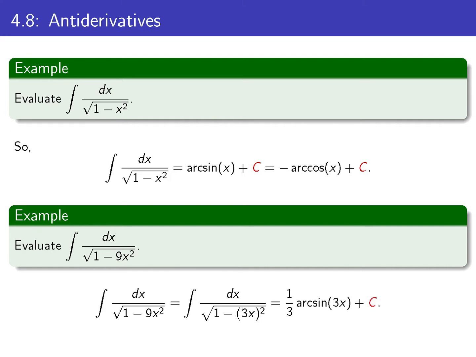The key to this example is to realize the integrand looks like the integrand in the previous example, but with 3x plugged in for x. That means the antiderivative must be that same arcsine, but with a 3x plugged into it, all times 1/3, plus c. If you put minus 1/3 arc cosine of 3x plus c, you are also right.